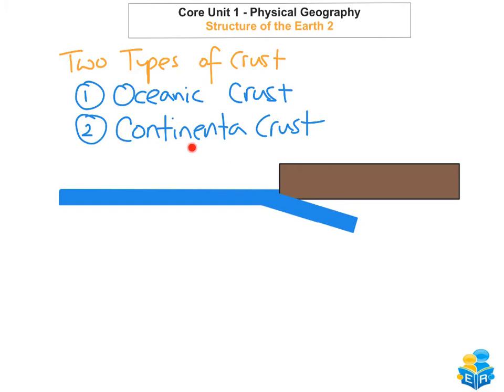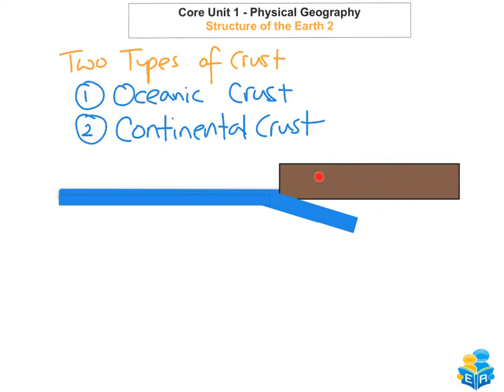The next one is the continental crust. I just realised I forgot the L here. Okay, so it's the continental crust. And as you can see, the continental crust is much thicker than the oceanic crust. The continental crust varies in thickness. It goes from about 45 kilometers to 70 kilometers thick in some parts.